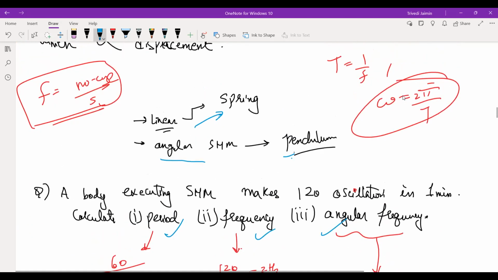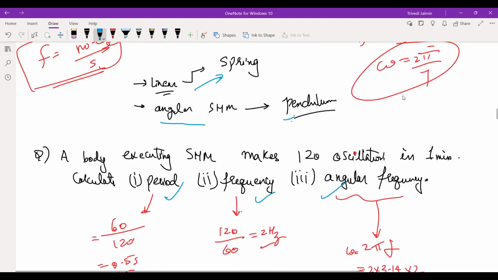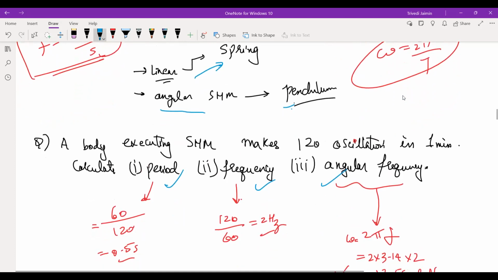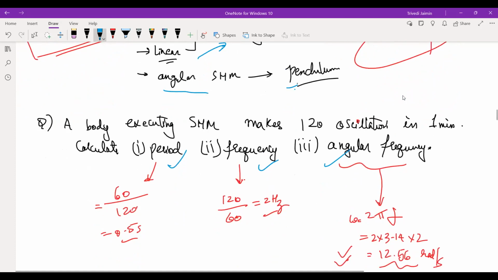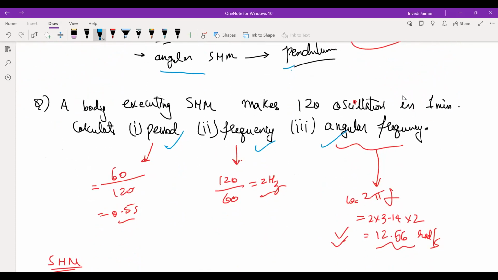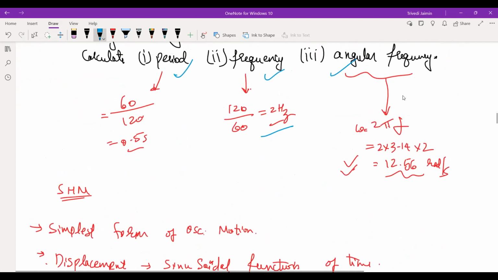How to find the period? In 1 minute, 60 seconds, the number of oscillations is 120. That is 0.5, simple. And frequency is 120 by 60 seconds, the reverse of it. Angular frequency is 2 pi f, 2 into 3.14 into 2, because we just found this 2, which is 12.56.